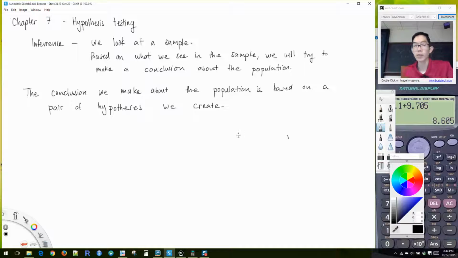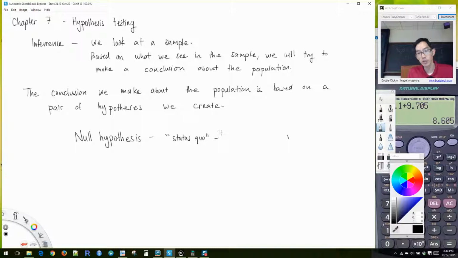Okay, so essentially we create two hypotheses. They are known as the null hypothesis and the alternative hypothesis. And so the null hypothesis is kind of the, quote, status quo. Status quo hypothesis.